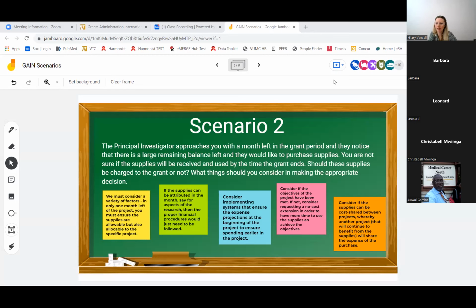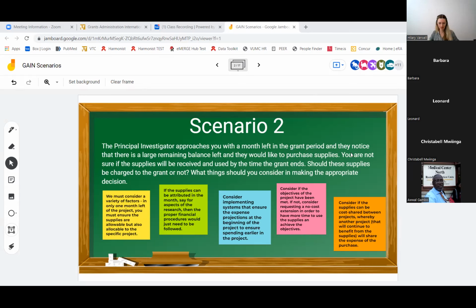Yeah, that's a great point. Are you planning to continue with the work for the project? And if so, you would request an extension on the grant. And in that case, the supplies could be allowable and then received in the time of the extension. Yes. All right. Safiso, were you going to say something?